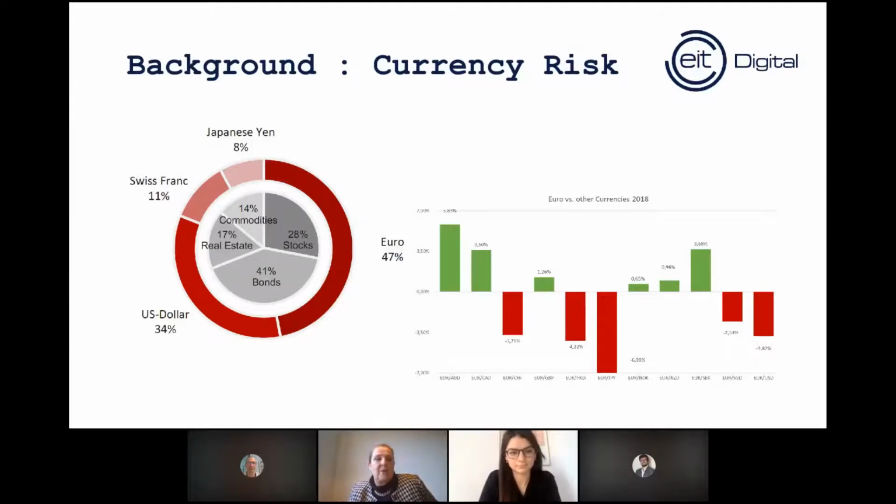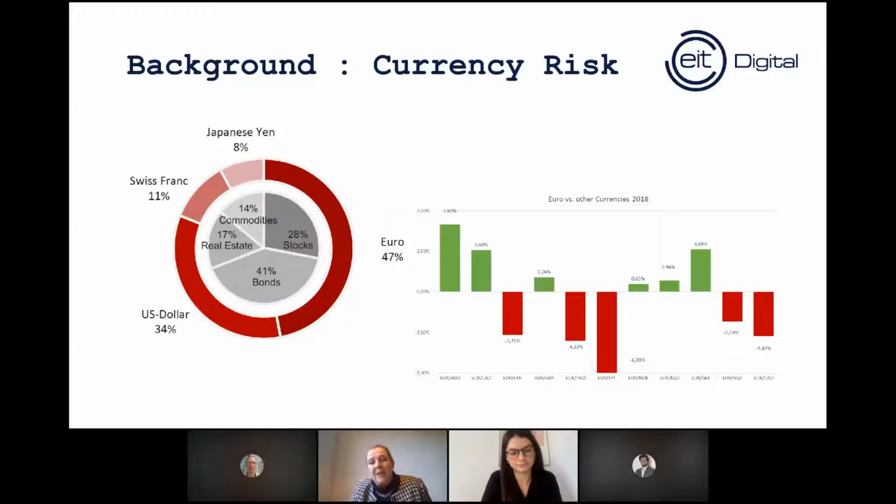Let's get a little bit more concrete. On the left hand, this is the way we look at a portfolio. Usually you distinguish the different asset classes a portfolio consists of, but you could also have another look from another perspective, looking at the currencies a portfolio is invested in. In this case, we have an example portfolio consisting of euros, but also 34% of US dollars and some Swiss franc and some Japanese yen. So what does this mean for your portfolio?